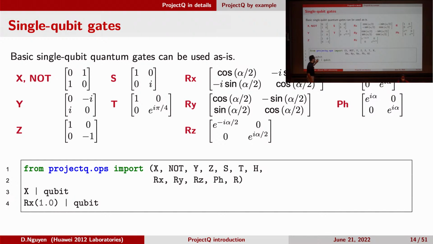And to use them, these gates are all in the ops submodule. So just import them from there, and then to apply them, simply it's the gate itself with the pipe symbol, and then the qubits you want to apply them on.